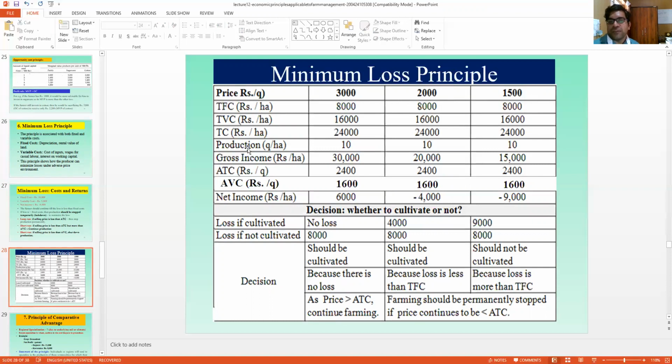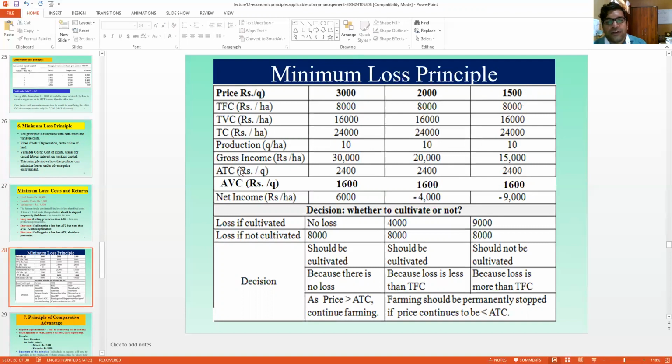Now what is production? It is 10 quintals per hectare in all the cases. Now what is gross income? Gross income is 10 quintals into the selling price of 3,000, so 30,000 rupees. In the first scenario, the farmer is receiving a gross income of 30,000 rupees. In the second case, he is getting 20,000 rupees because 10 into the price. Then in the third case, 10 quintals multiplied with the 1,500 rupees per unit price gives 15,000 rupees.